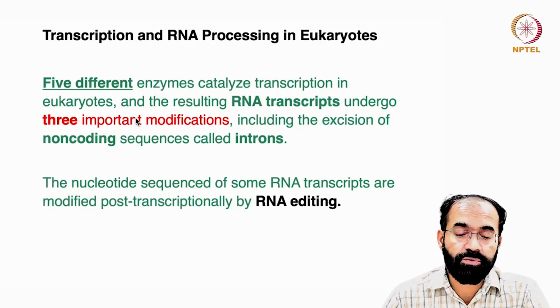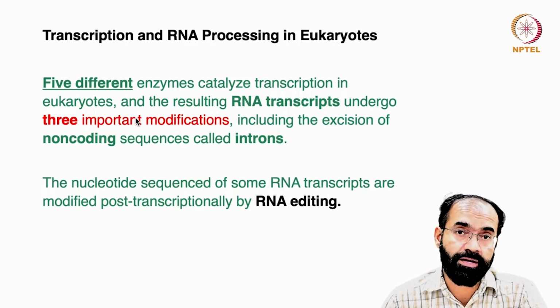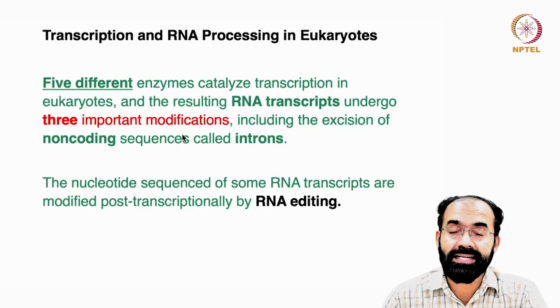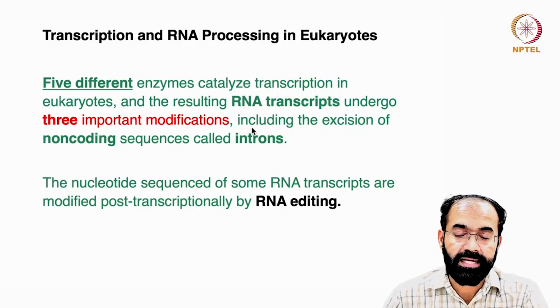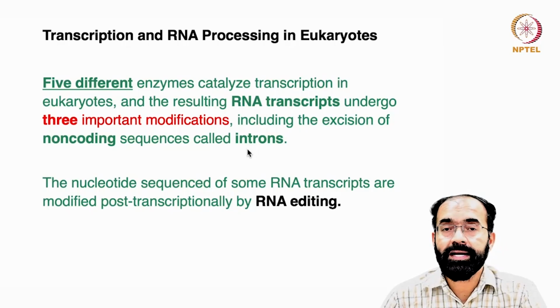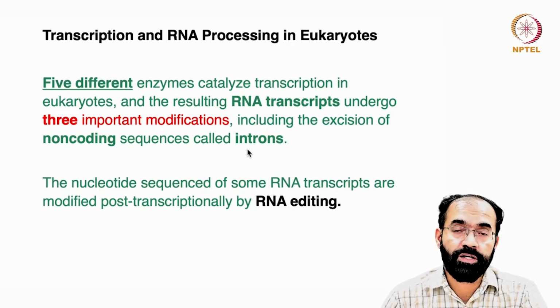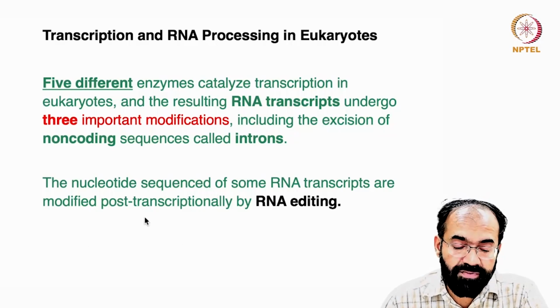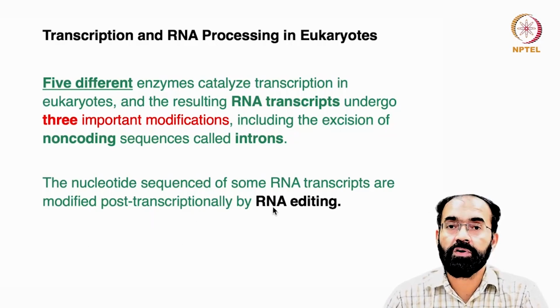So let us look into the transcription and RNA processing in eukaryotes. How does this happen? There are 5 different enzymes that catalyze the transcription in eukaryotes, and the resulting RNA transcripts undergo 3 important modifications, including the excision of the non-coding sequences called introns. So this RNA production is controlled by different types of polymerases. There are at least 5 different RNA polymerases in eukaryotes. The nucleotide sequence of some of the RNA transcripts is modified post-transcriptionally by a process called RNA editing.